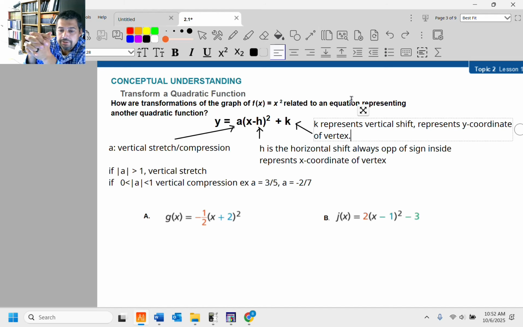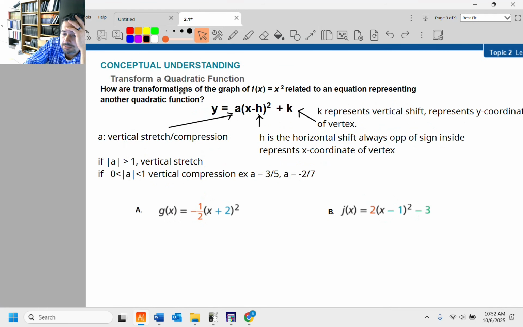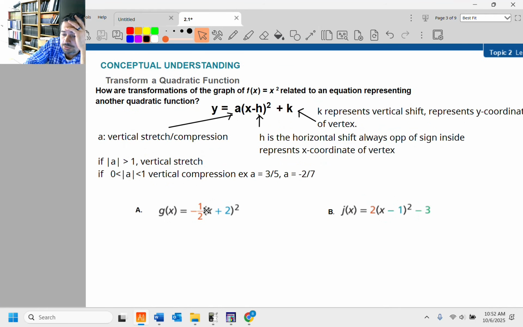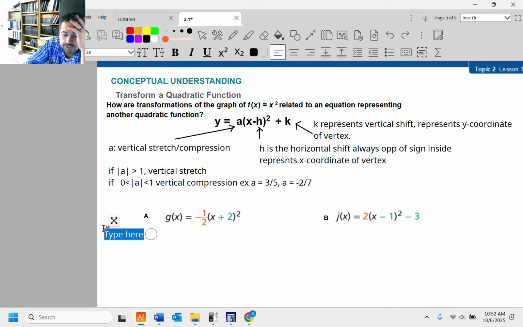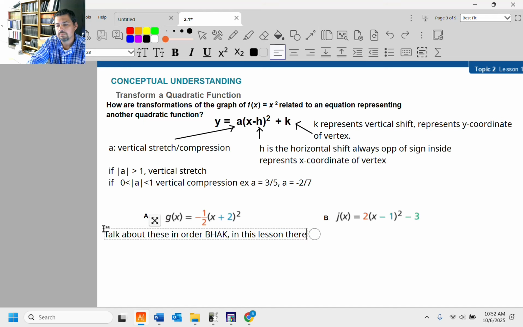So what's our goal here? Down beneath this we have functions, and we're simply supposed to talk about the transformations, what has happened. And we're going to talk about these in the order of BHAK. Now in this lesson, we don't have B, okay? So our order is going to be HAK. I'm going to talk about it in that order, HAK.